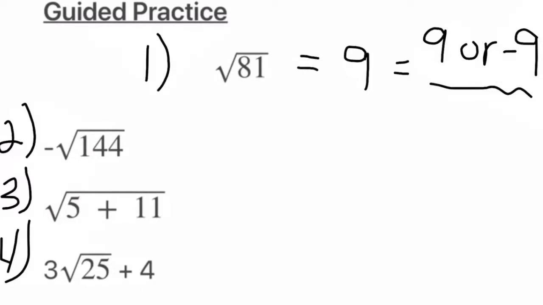But I will tell you, on your upcoming CFAs and tests, there are some questions that say, what are 2 possible outcomes for this square root? And so I don't want those to stump you, because I want you to know that you could have a positive or a negative outcome. So go ahead and pause the video and try number 2.